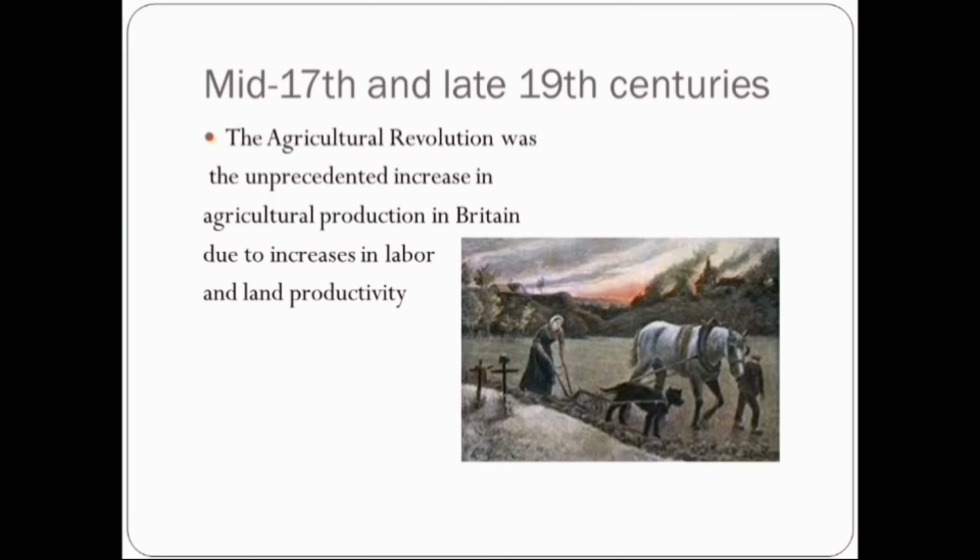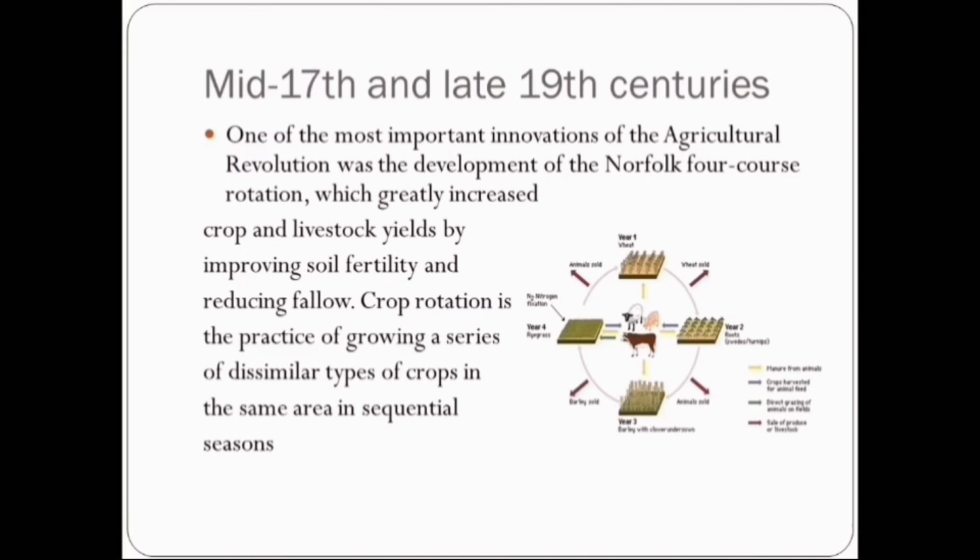Agricultural Revolution. During the mid-17th and late 19th centuries, the agricultural revolution was the unprecedented increase in agricultural production in Britain due to increases in labor and land productivity. One of the most important innovations of the agricultural revolution was the development of the Norfolk four-course rotation, which greatly increased crop and livestock yields by improving soil fertility and reducing fallow.